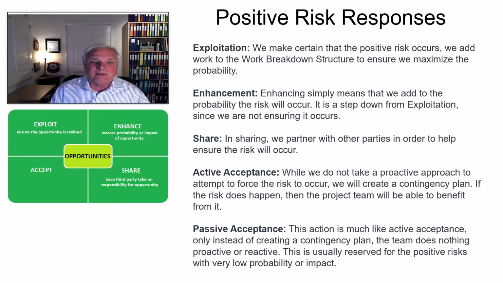Now, within acceptance, you have active acceptance and passive acceptance. Active is where we take a proactive method and we go out and we say, let's make sure this happens. How do we make sure this happens? Passive is, it happens to us, it's a great thing, you just keep rolling along. If it happens, that's great. If not, oh well. Those are positive risk responses. So remember, when you're putting that risk register out, you have both negative and positive risks that you have to identify, and there are different techniques for how you handle each one.